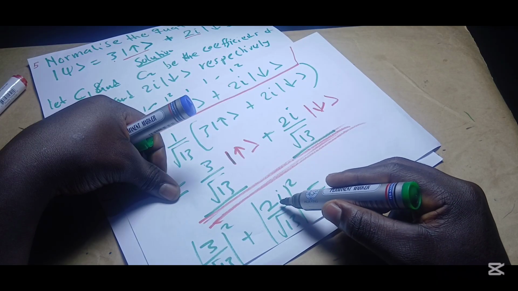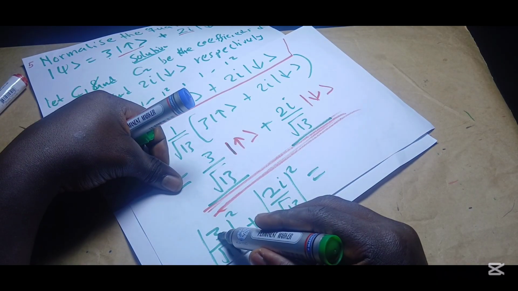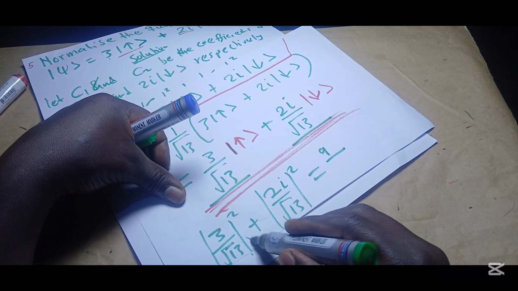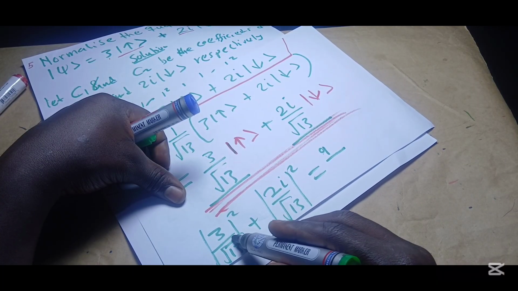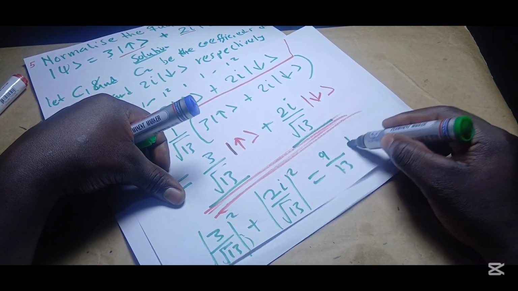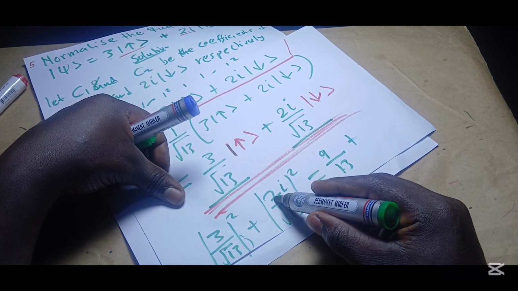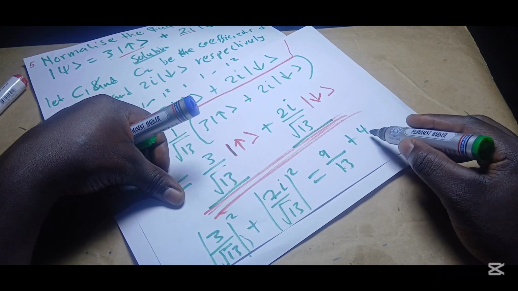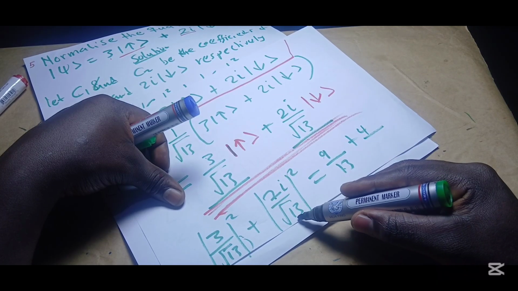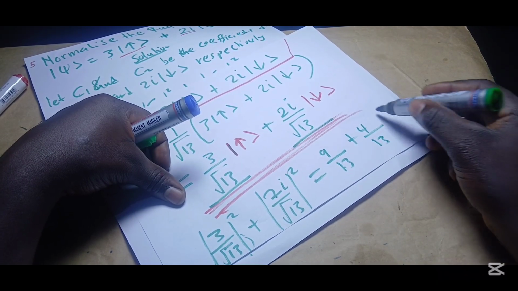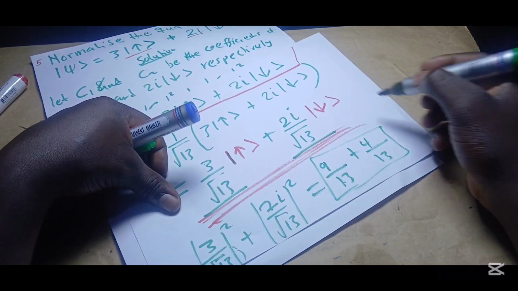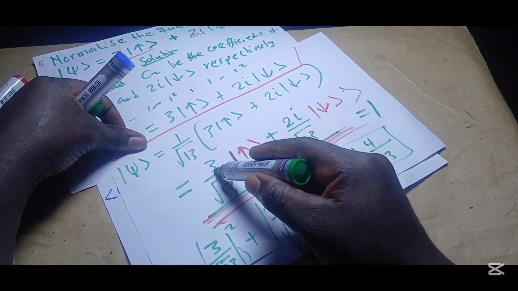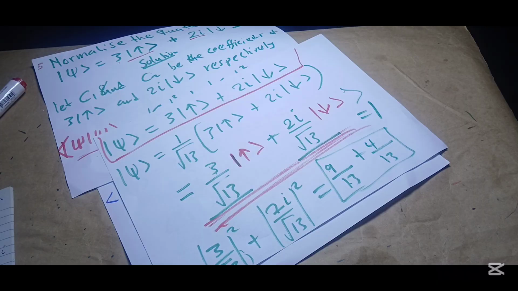So before that, let's start with this. The square of 3 will give us 9, all over the square of the square root of 13, which gives us 13, plus the square of 2 will give us 4. i will definitely give us +1, so no effect. So the square of the square root of 13 gives us 13. So summing up all these turns out to give you 1. This is a proof that your state is normalized.